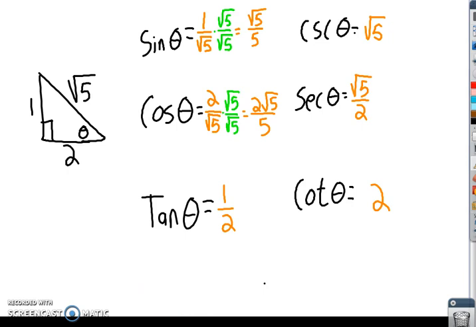Now, what we're going to do in the future is figure out this exact theta angle using, remember, inverse trig, because inverse is for angles. So that's something we have to be aware of.